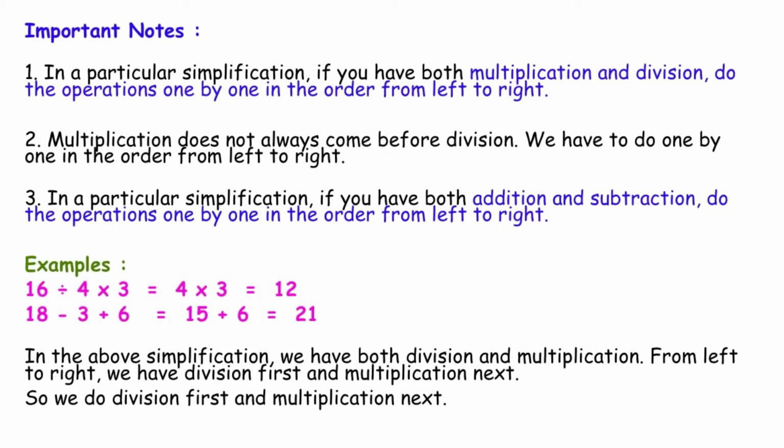Now let's do the second one. The second one uses the third fact. The third fact says that you have to do it from left to right again, in addition and subtraction. So we have to do the subtraction first, which is 18 minus 3, and that is 15. So then it will become 15 plus 6. Then we do the addition, and then it will become 21. So the answer to the second problem is 21.